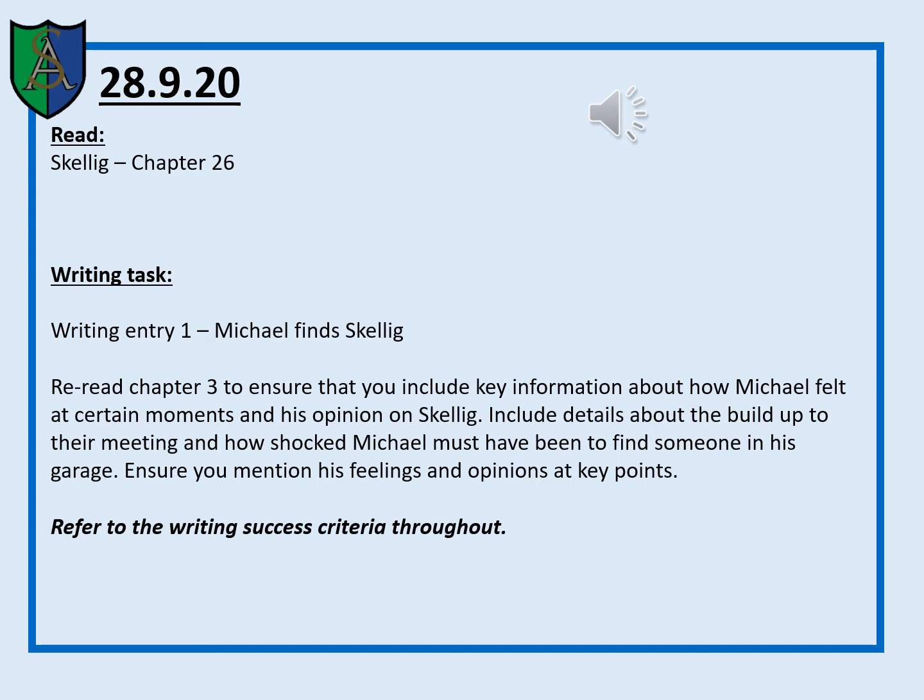So this is the first time that Michael meets Skellig in the book, so I suggest you reread chapter 3 to make sure that you've got all of that key information about how Michael felt at certain moments and his opinion on Skellig. Imagine walking into the back garden of a house you've just moved into and finding somebody in your garage. What a shock that would be.